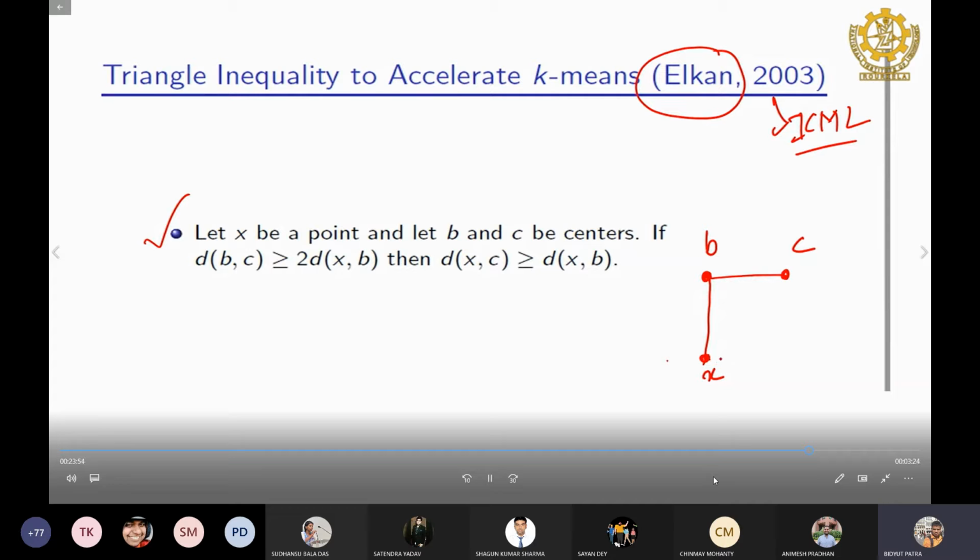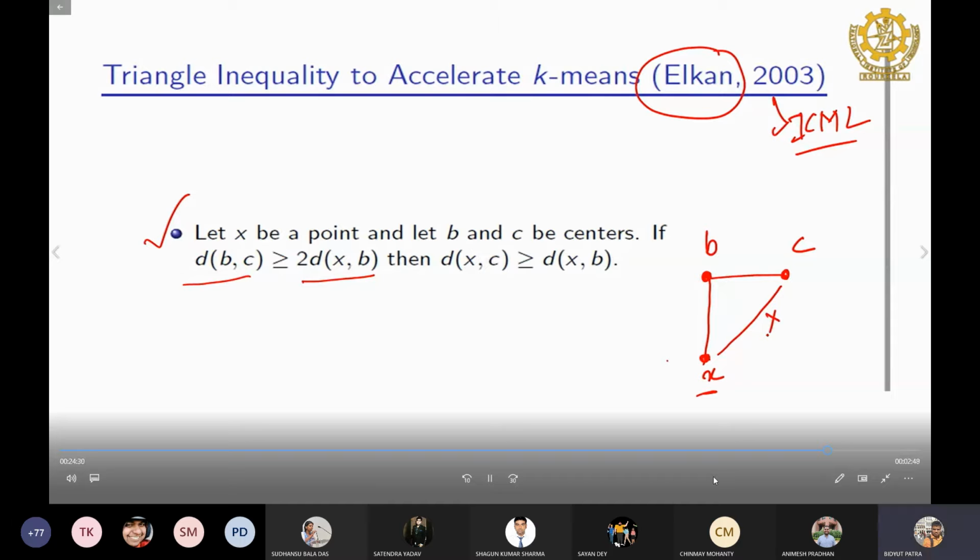Now we will estimate what the value of X to C can be without computing it. Actually, we won't even estimate. What we conclude is that if the distance from B to C is greater than twice the distance from X to B, then X cannot be assigned to C, because X to B is much closer than the distance from X to C. I repeat: there are two centroids B and C. We know the distance from centroid to centroid, and we computed the distance from X to B. Now the challenge is, can we avoid this distance computation?